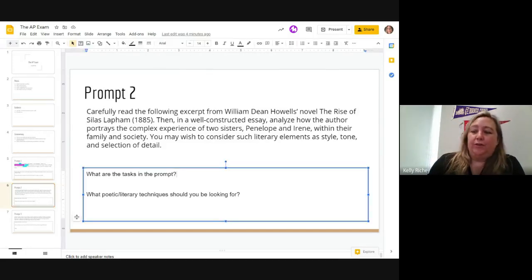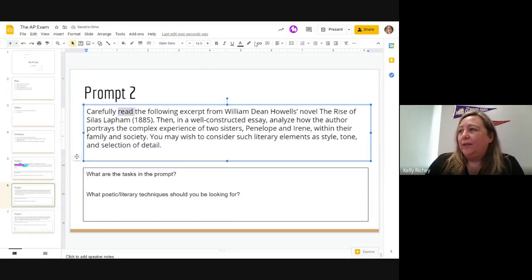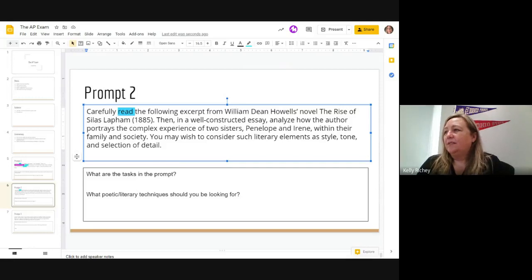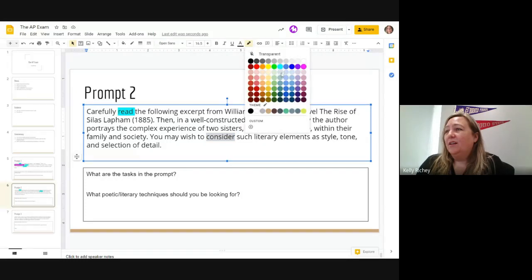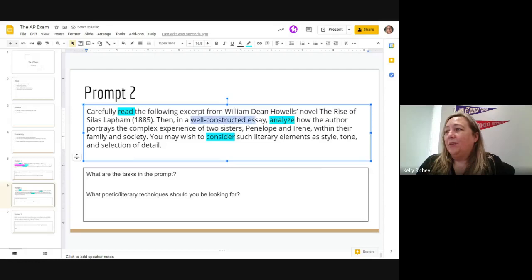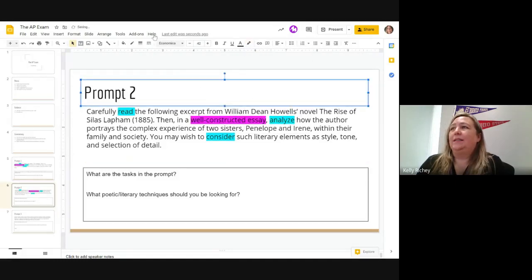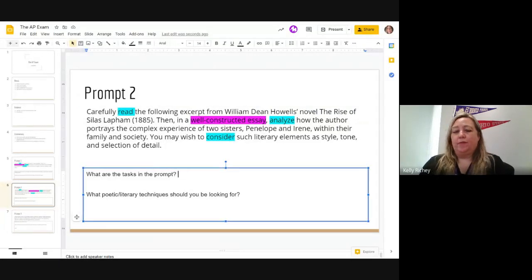Okay, so what are the tasks? What are my verbs? To read first. You got to read, okay? And then what's my next task? Why am I doing that? To analyze, right? And then what is my next task? I think so. To consider. And then we've got that well-constructed essay, so we're going to write. Exactly, precisely.